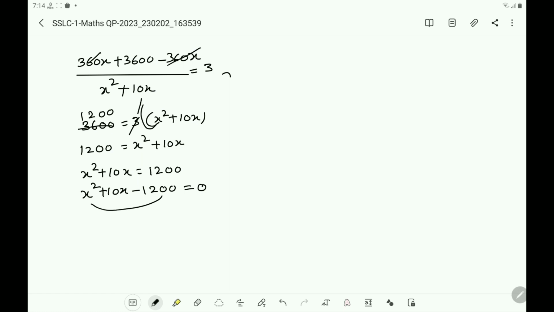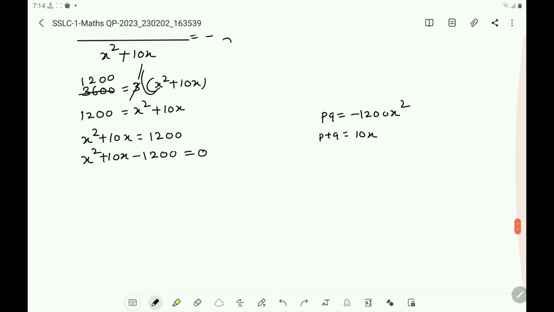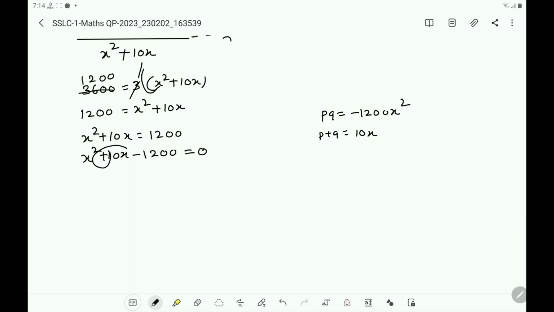And what is the product? Product is, means you take PQ product, minus 1200 into x square, minus 1200 x square. And sum is the middle term, that is P plus Q equals 10x. Now as the product is having negative sign, terms are having different signs, and the greater factor is having the sign of the middle term. Now you write minus 1200 x square is to be split, and the difference you must take because both of them are having different signs, as the product is negative.